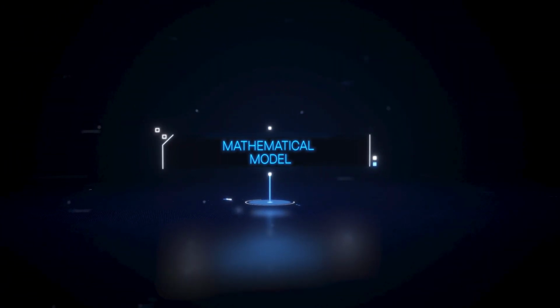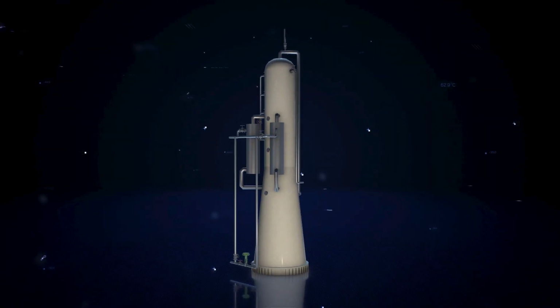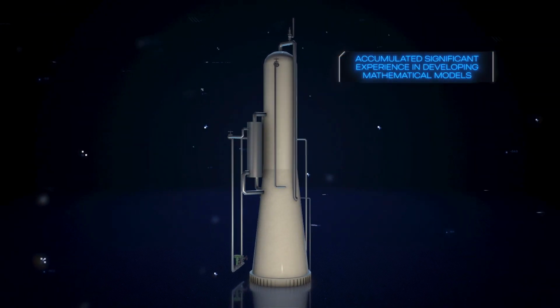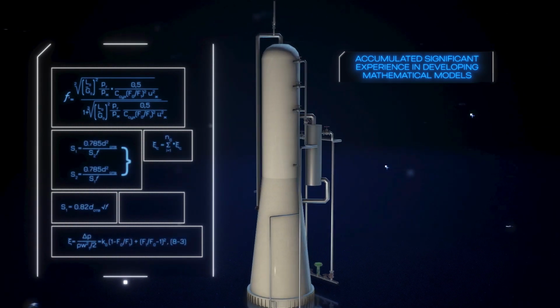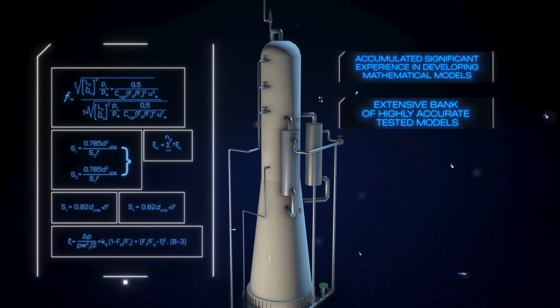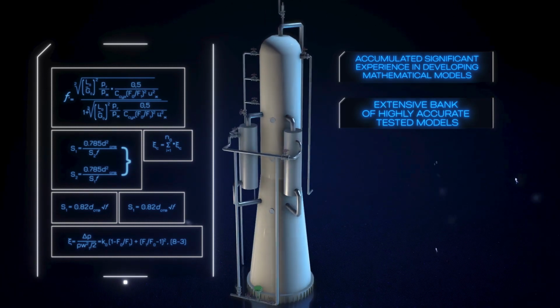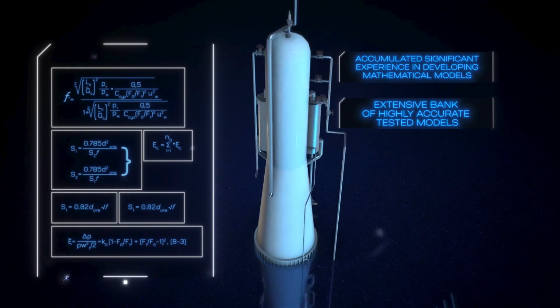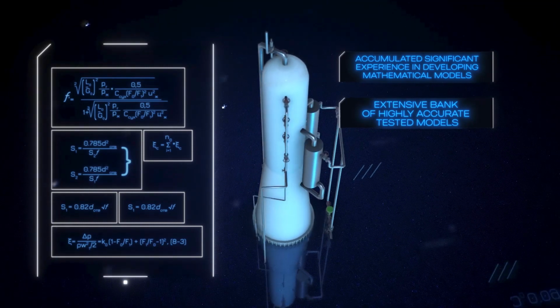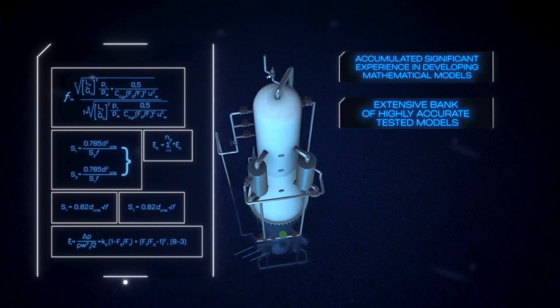The main component of the OTS is the dynamic mathematical model of the technological process. T-Soft has accumulated significant experience in developing mathematical models, enabling the accurate reproduction of the dynamics of the technological process. An extensive bank of highly accurate tested models developed by T-Soft allows for the modeling of any technological process in the oil refining and chemical industries.